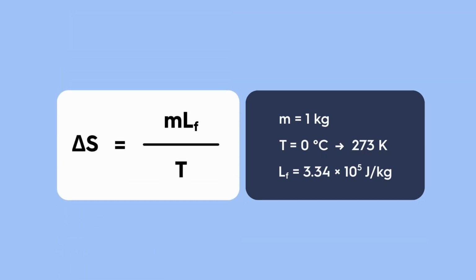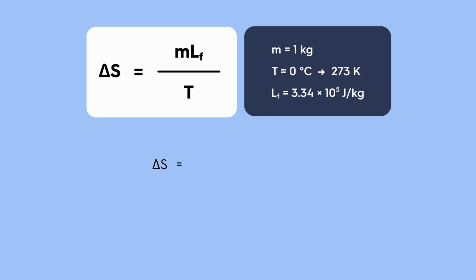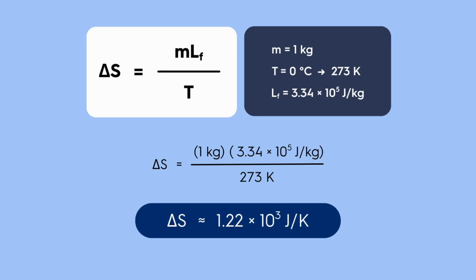First, write the phase change formula for entropy change. Next, substitute the mass, latent heat of fusion, and temperature. When you calculate it, you get about 1.22 times 10 to the 3rd joules per Kelvin. That positive value tells us entropy increased during melting. Here is a common error.